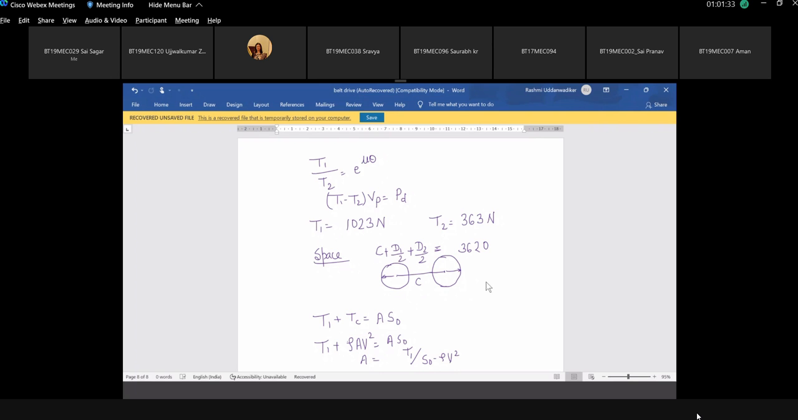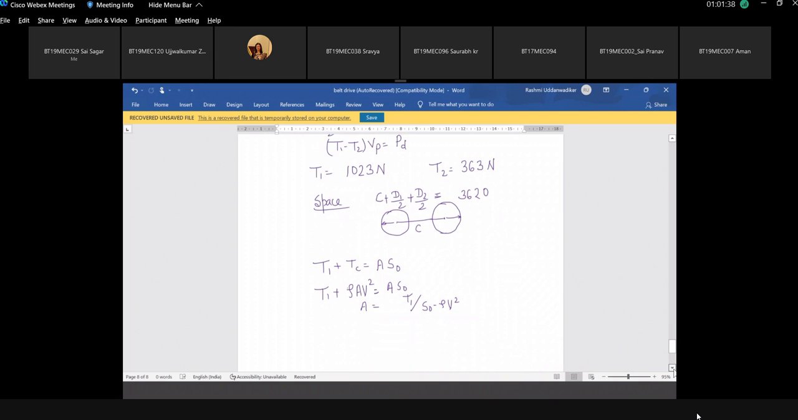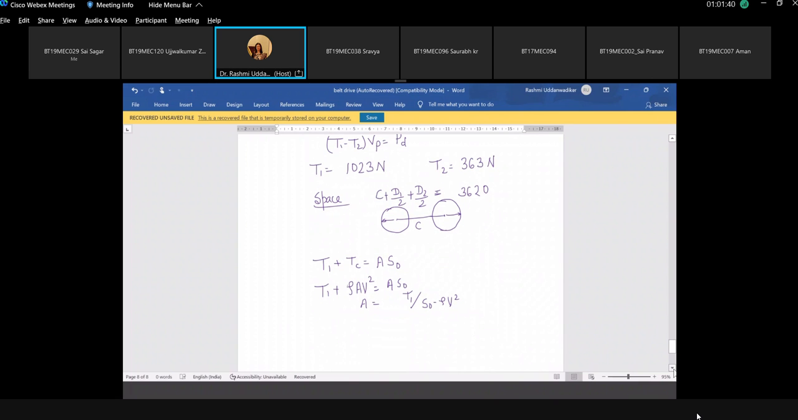Okay. So when you design a belt, you have to decide what all data you have to provide. Essentially you have to provide the belt tensions, the center distance, the space required, and then the belt section. For the belt section, we first have to find the cross section of the belt. T1 you know, S naught you know, density you know, velocity you know. Give me the value of area in millimeter square.